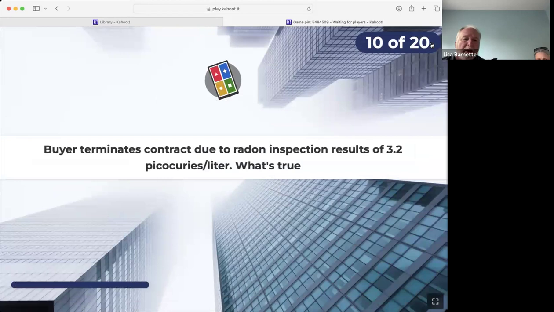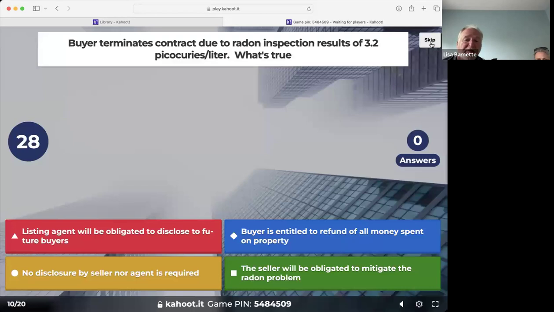Question 10. Buyer terminates contract due to radon inspection results of 3.2 picocuries per liter of air. Which of the following is true? Is it A, the listing agent will be obligated to disclose to future buyers? Is it B, buyer is entitled to refund of all money spent on the property? Is it C, no disclosure by seller nor agent is required? Or is it D, the seller will be obligated to mitigate the radon problem?